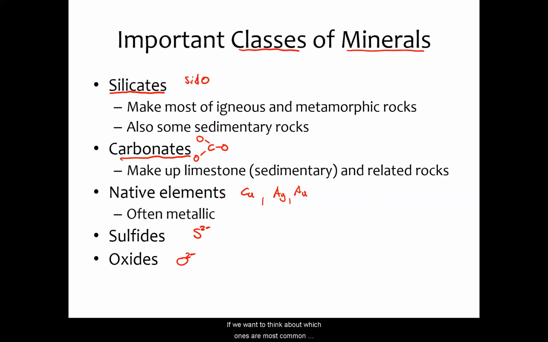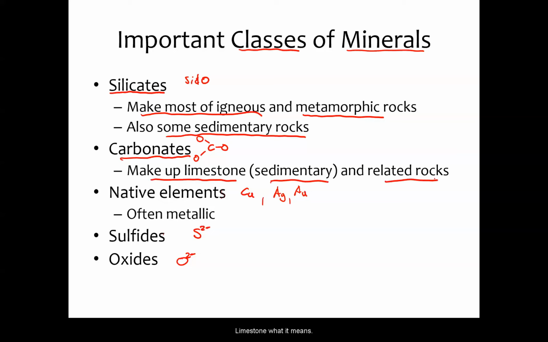Now, if we want to think about which ones are most common, silicates make up most of our igneous rocks. They make up most of our metamorphic rocks. And they also make up a big component of sedimentary rocks, that break down products at Earth's surface. A lot of other minerals weather away fast enough that we're left with mostly silicates in those rocks. Not only, but a large part of them. Another big contributor, but not nearly as big as silicates, are carbonates. They make up limestone, which is a sedimentary rock that's very common in Tennessee and a lot of places on Earth's surface. And related rocks, like rocks that form from limestone when it metamorphoses.